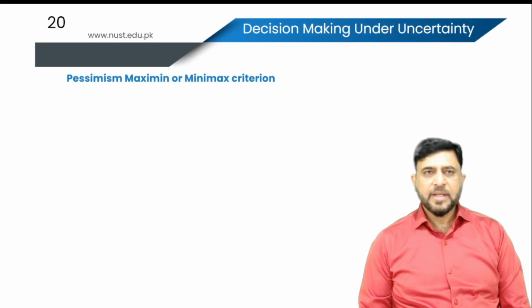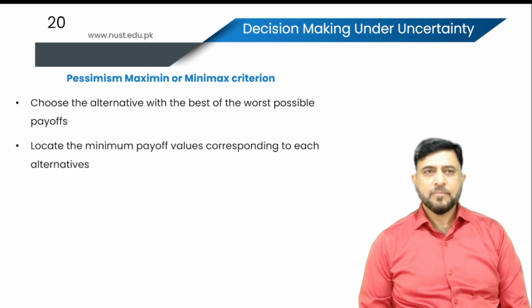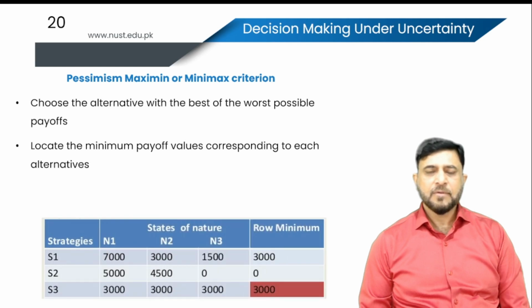What is the second criteria? It is pessimism, maximin or minimax criteria. Here you have to choose the alternative with the best of the worst possible payoffs, or worst of the best possible, both ways. Locate the minimum payoff values corresponding to each alternative. In the same example, the minimum of strategy 1 is 1,500. It was written wrongly as 3,000; it is 1,500. What is S2? It is 0. And what is S3? It is 3,000.